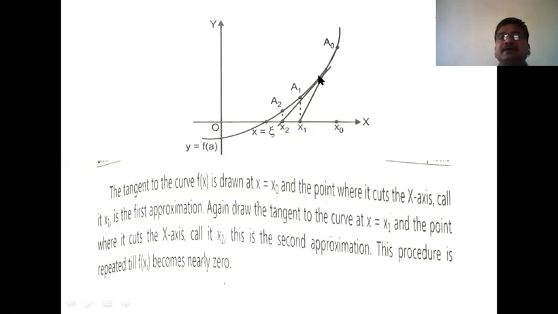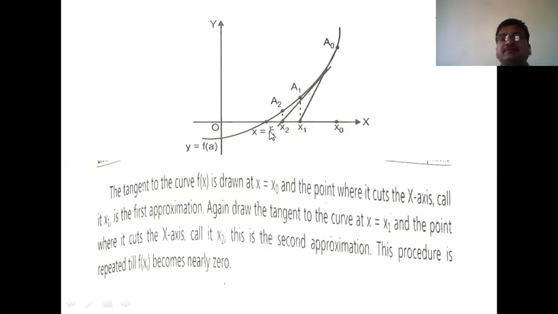And suppose we take x0 as any point on this curve, x0, f of x0. Draw the tangent to the curve at the point x0, and where it cuts the x-axis, that point is x1. The root of the equation f(x) is equal to 0 is where this curve cuts the x-axis.